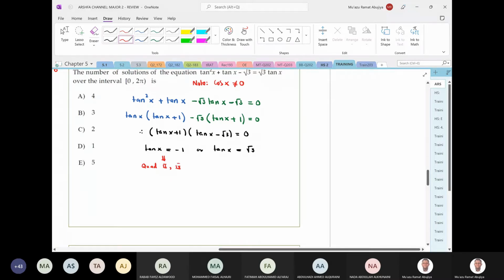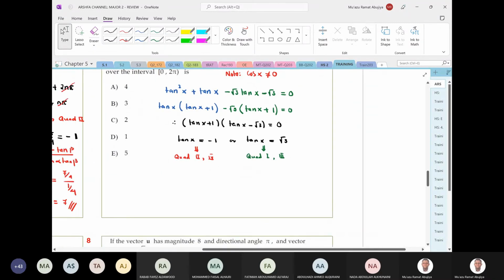And then here we can say also that the tangent is positive. That is going to be quadrant number 1 or quadrant number 3. So that means we are going to find our answer in each of the quadrants. So which quadrant? Let's start with quadrant number 2 now. In quadrant number 2, what famous angle is going to give us the tangent to be equal to -1?